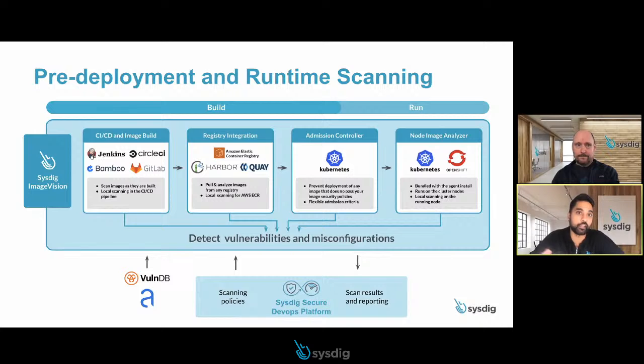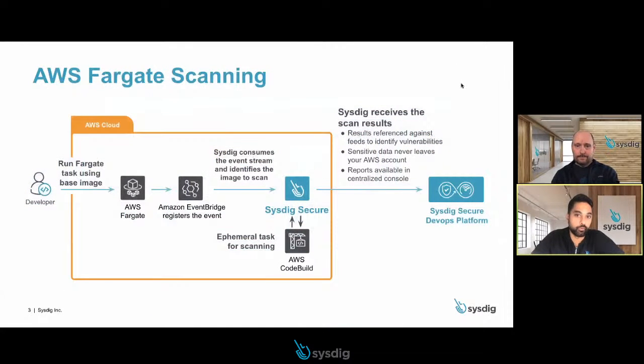And we've actually added Fargate scanning capabilities. That's something that we launched back in September, where we added this new and unique approach of inline scanning that I talked about to scanning Fargate containers. So how this works is, your developer runs a Fargate task using some base image like Redis, for example. That start task event gets registered in EventBridge, and Sysdig consumes that event from the stream and identifies the image being referenced, the digest, the tag, and all of the metadata, and then kicks off an ephemeral task in AWS itself via AWS CodeBuild to scan that container image.